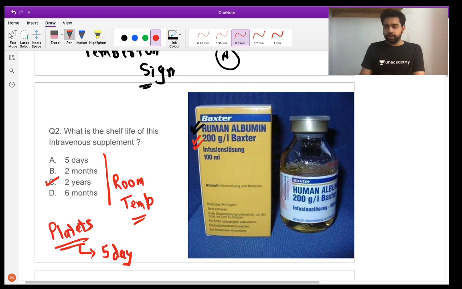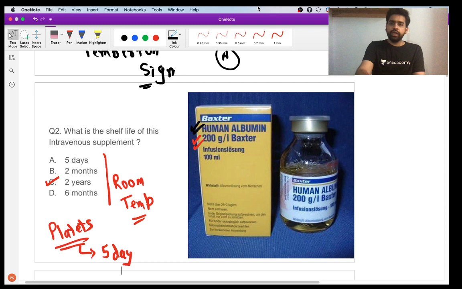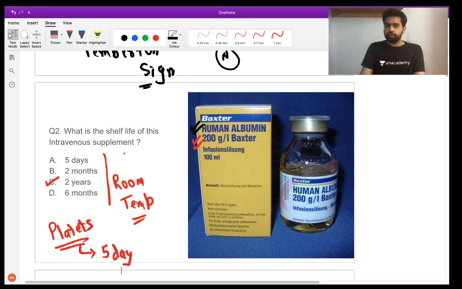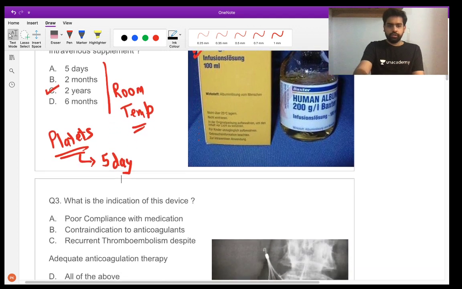Right. So platelets, very good, Danish. So the answer is platelets. But yes, for how many days can we store it? So we can store it for around 5 days. Okay, so this is about the human albumin. Right. Now let us talk about the next MCQ.